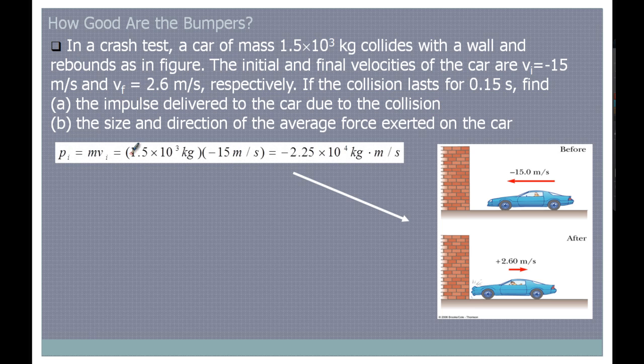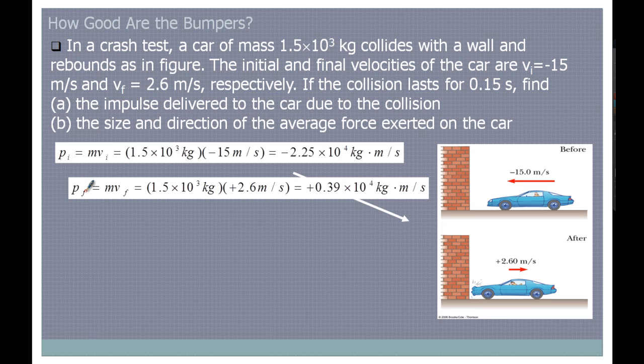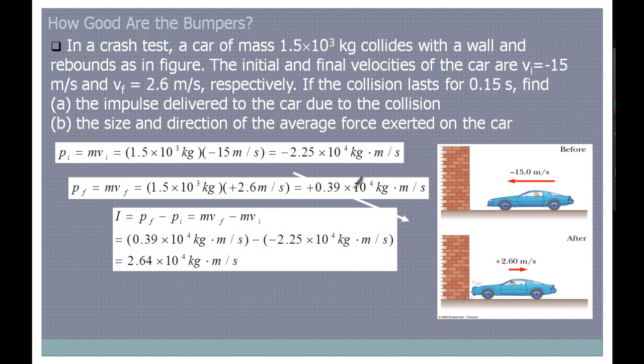All right, so we find the initial momentum to begin with, 1,500 kilograms times negative 15 meters per second. Multiply that together, you get negative 2.25 times 10 to the 4 kilograms times meters per second. The final momentum, use your final velocity, multiply it together, you get 0.39 times 10 to the 4. Now remember that the impulse is the change in momentum, so we just take this minus this, and you get 2.64 times 10 to the 4 kilograms times meters per second.